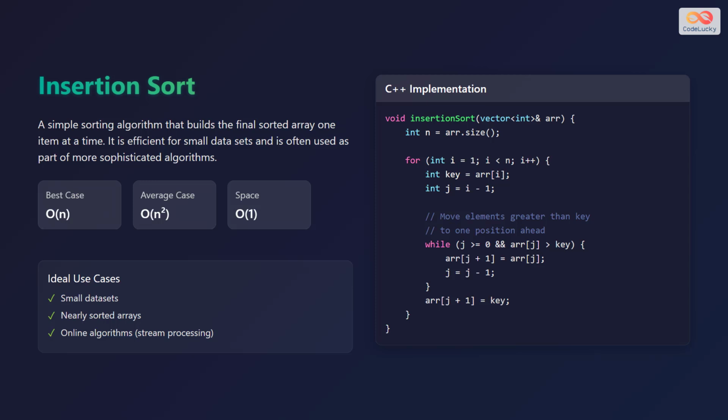Its best case time complexity is O(n), average case time complexity is O(n^2), and space complexity is O(1). Ideal use cases are small datasets, nearly sorted arrays, and online algorithms like stream processing. Here is the C++ implementation which builds the sorted array by inserting elements into their correct positions.